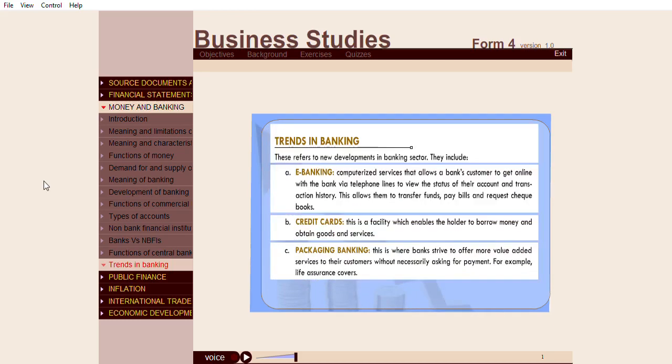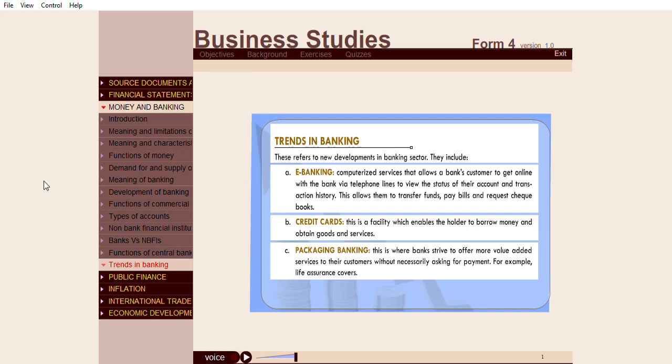Trends in banking. This refers to new developments in the banking sector. They include e-banking: computerized services that allow a bank's customer to get online with the bank via telephone lines to view the status of their account and transaction history. This allows them to transfer funds, pay bills, and request checkbooks.